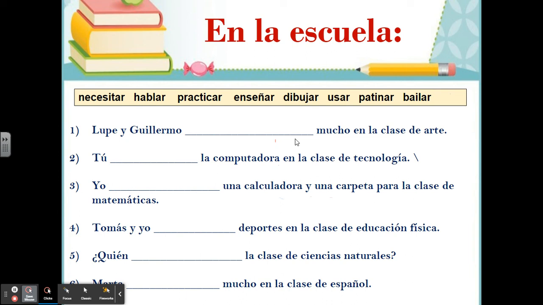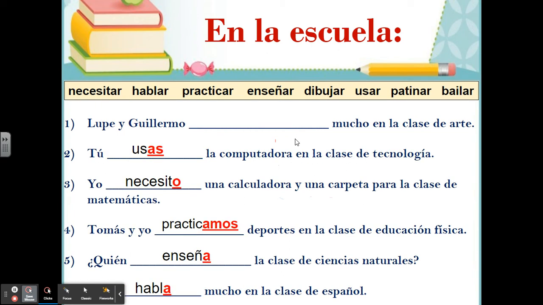So Guillermo and Lupe, blank en la clase de arte. So now you have to make a logical guess. If it's la clase de arte, I'm gonna assume dibujar. So you're gonna say ellos dibujan. I did not work on this animation well, but I'm not re-recording.